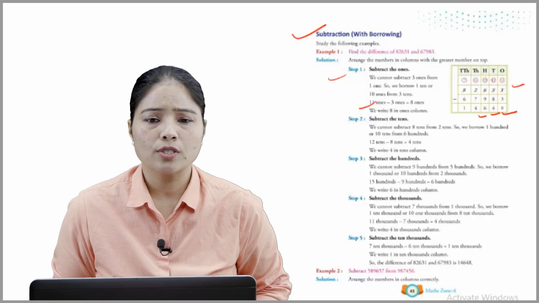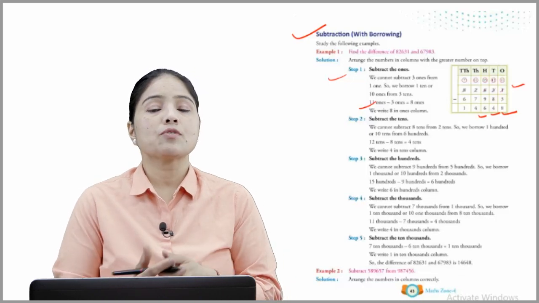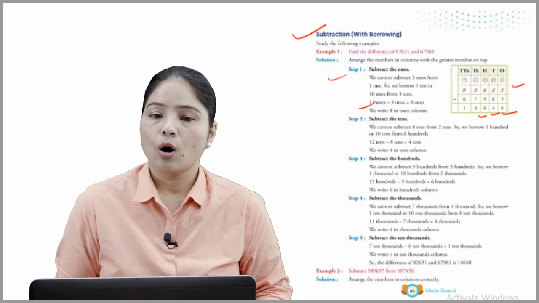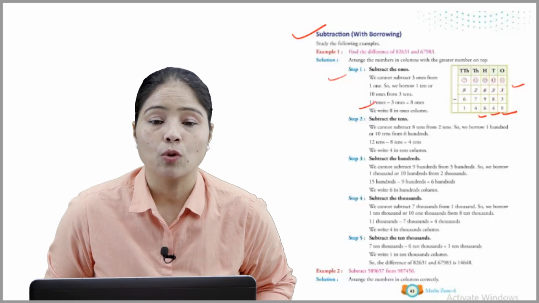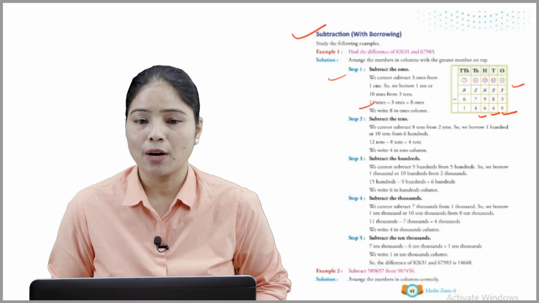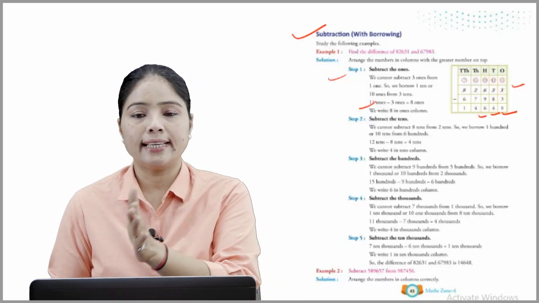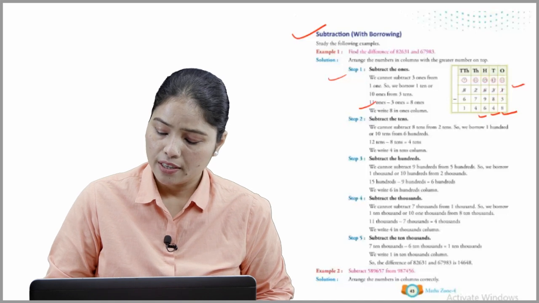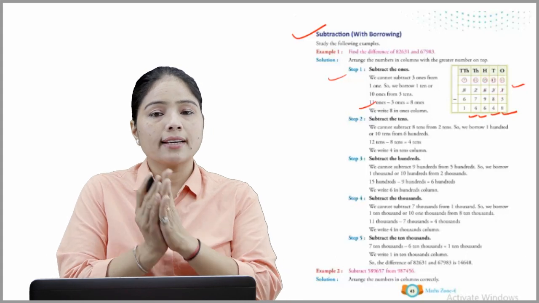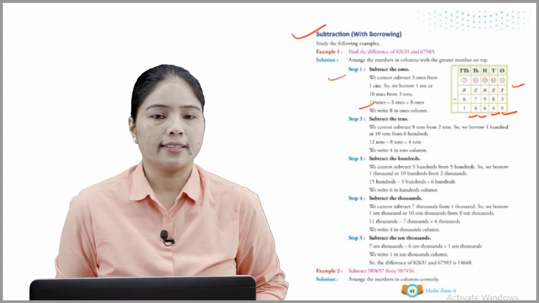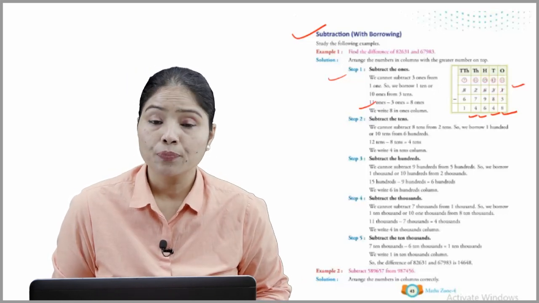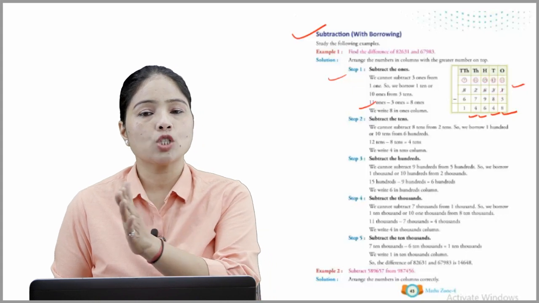Now step number 4, subtract the thousands. We can't subtract 7000 from 1000, so we borrow 1 ten thousand or 10 thousands from 8 ten thousands. 11,000 minus 7,000 is equal to 4,000. We write 4 in thousands column like this. Okay. फिर हमने thousands के place पर 4 लिख दिया. Step number 5, subtract the ten thousands. अब ten thousands को subtract करते हैं. 7 ten thousands minus 6 ten thousands is equal to 1 ten thousand. We write 1 in ten thousands column.